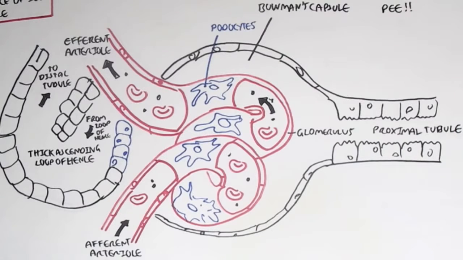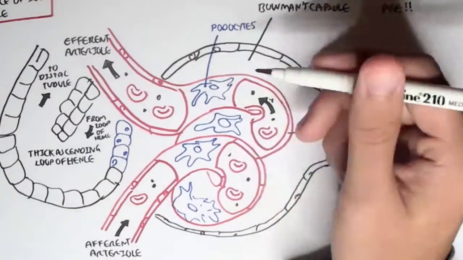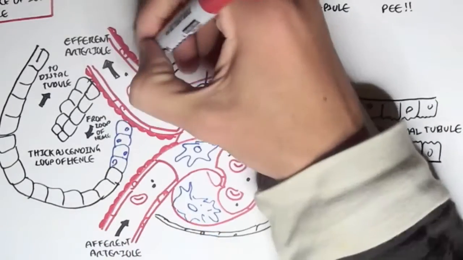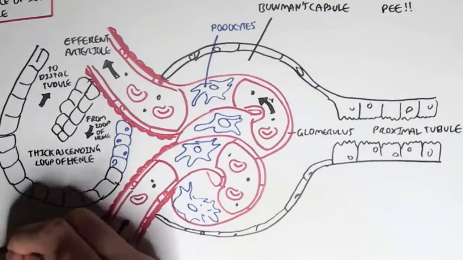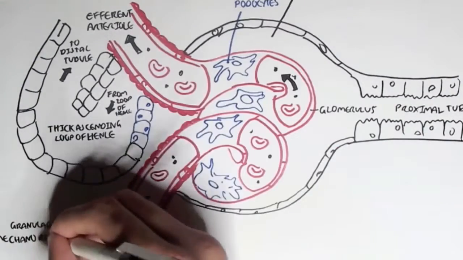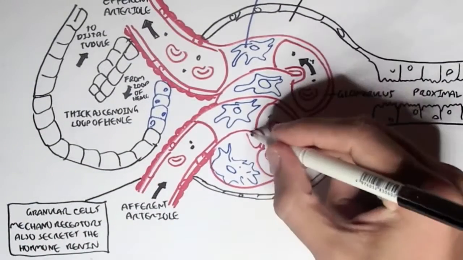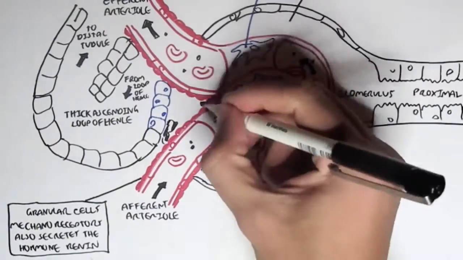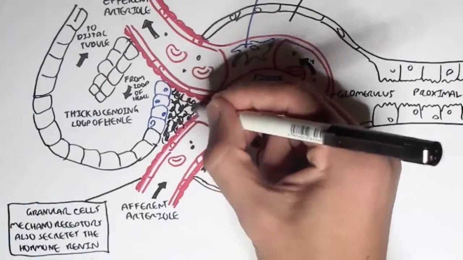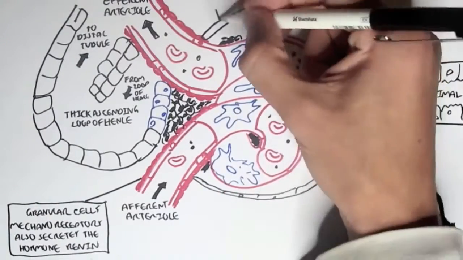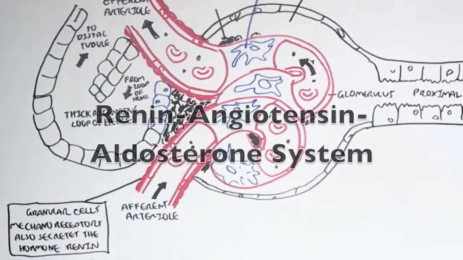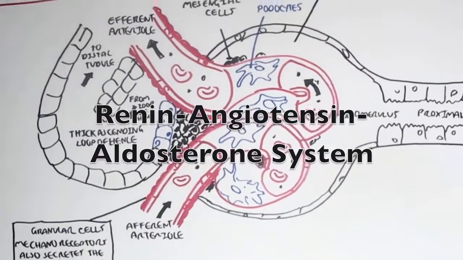Wrapping around, you can say, the blood vessels, the blood capillaries, such as the afferent arteriole and the efferent arteriole, we have what's called granular cells. And these cells are mechanoreceptors, and they also secrete a hormone known as renin. Renin is important later on in a big system known as the renin-angiotensin-aldosterone system, which helps maintain blood pressure.